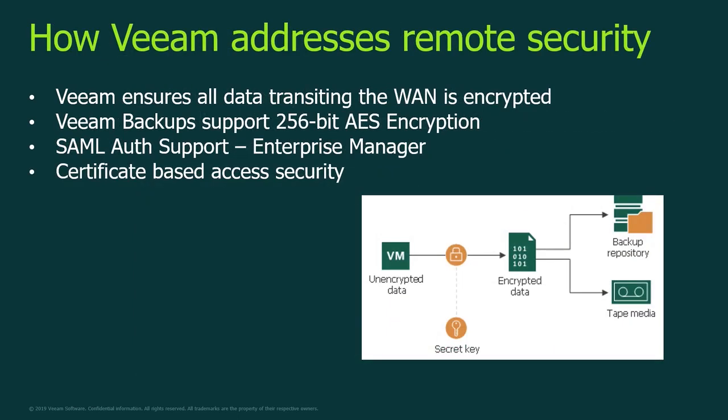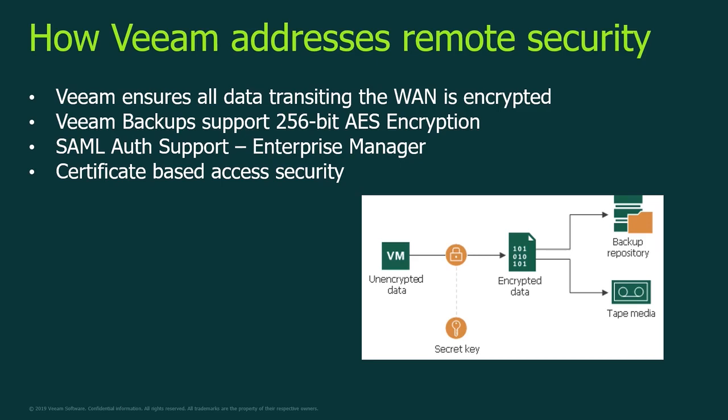We also want to talk about how we address security. And so Veeam is very cognizant of making sure that we have security on all the different ways that this data transits. We ensure that all data that transits the WAN is encrypted by default, and we support 256-bit AES encryption on backups and archives.